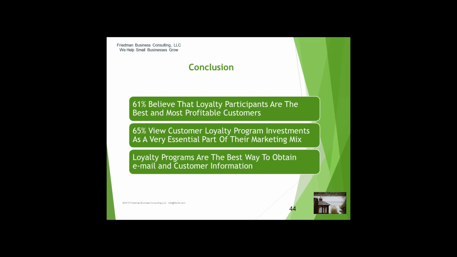These are national statements saying 61% of people believe that loyalty programs are best and 65% view their loyalty customers as an essential part of their marketing mix. I hope over time, some of you that implement loyalty programs share that information with me, but I truly believe that in small businesses, these numbers are in the 90 to 95% range when you implement a great loyalty program.